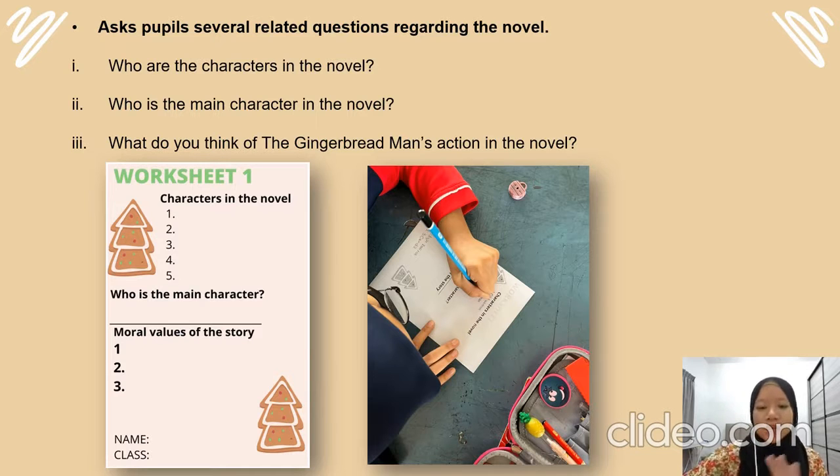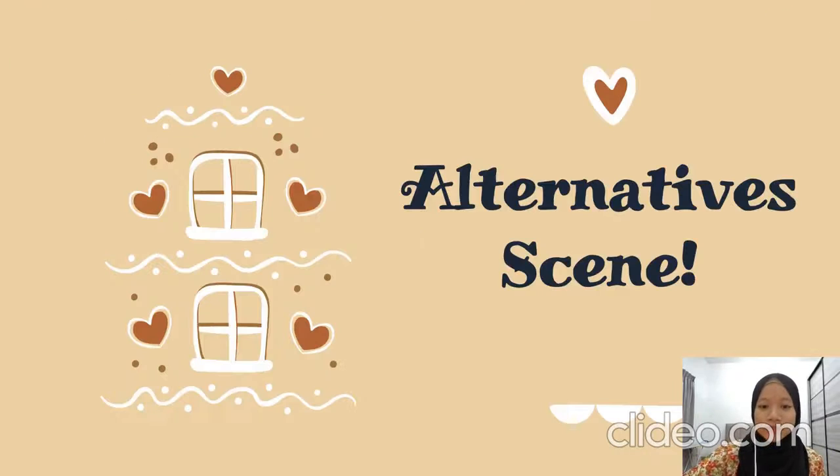scene. And also this activity where I ask about the characters, also the main characters in the novel, will somehow give me the insight that they actually understand the story, because they can list out the characters, because the characters appear according to the scenes in the story. So when they can list out all the characters, it means that they understand the story very well. So now we proceed to the activity, which is about the alternative scenes, since we have done with reading the story and also asking them about their understanding, such as the characters and whatnot.